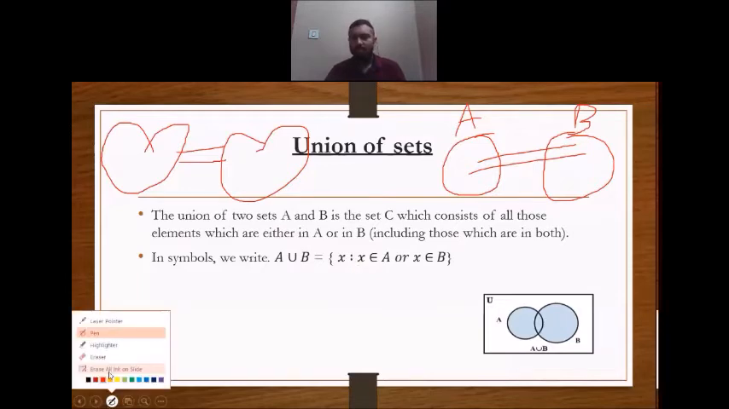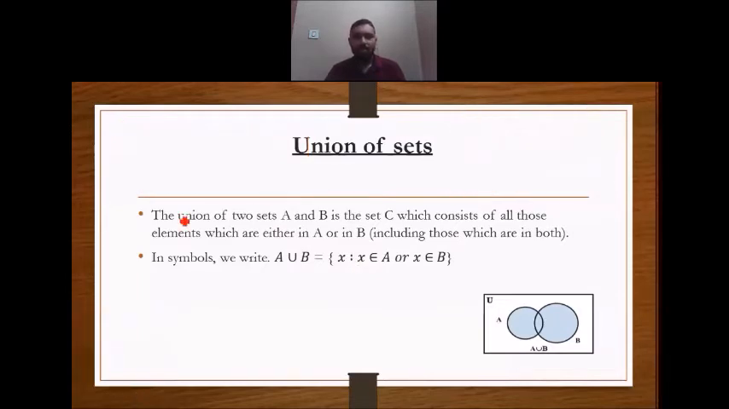What is the mathematical definition? The union of two sets A and B is the set C, which consists of all those elements which are either in A or in B. To make sense of this, let us take an example. Suppose the set A equal to 1, 3.